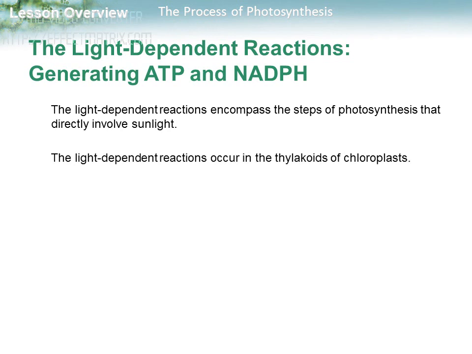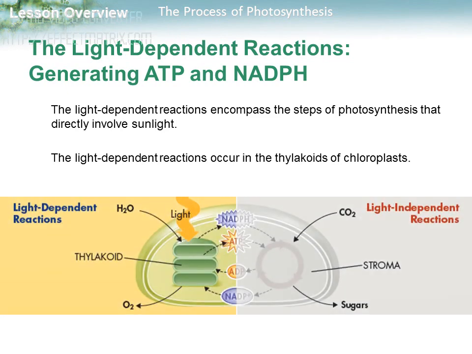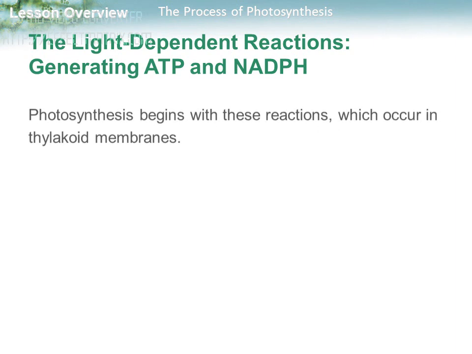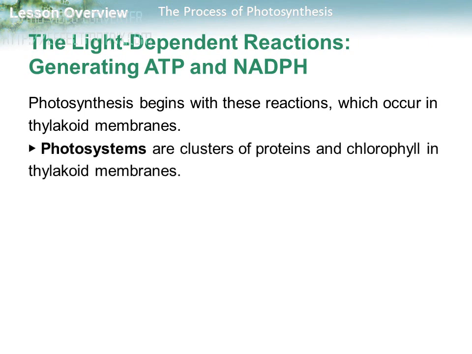So the light-dependent reactions occur in the thylakoids of chloroplasts. So here is the thylakoid of the chloroplast. So here is the place where the light-dependent reaction takes place. Photosynthesis begins with the light-dependent reactions, which occur in the thylakoid membrane. And here are some basic terms that you have to know while studying photosystems.